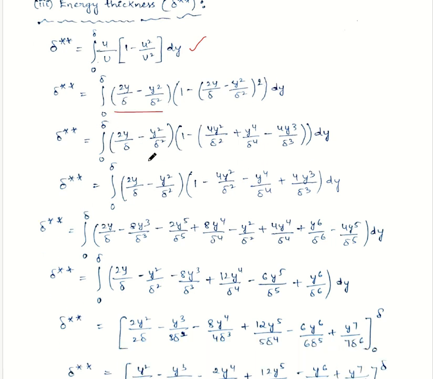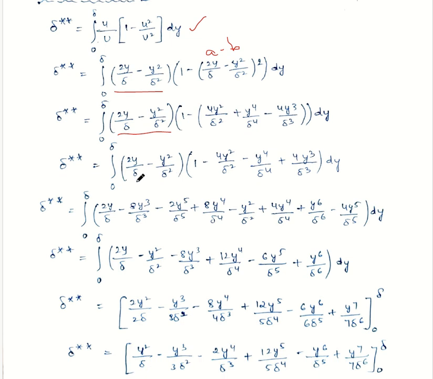Now first term don't disturb because we will be solving the second term. So into 1 minus, this is a minus b whole square. This is A and this is B, what we learnt in our basic level of algebra. So A minus B whole square formula is A square, which is 4y square by delta square, plus B square, which is y square by delta square whole square, minus 2AB. So 2 into these two terms, we will get 4y cube by delta cube. Now again put the first term like that only.